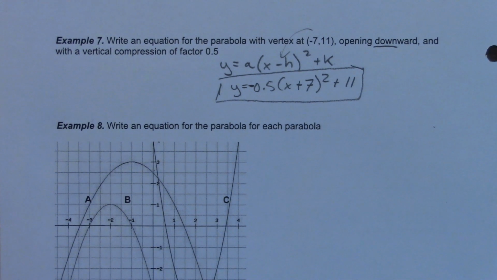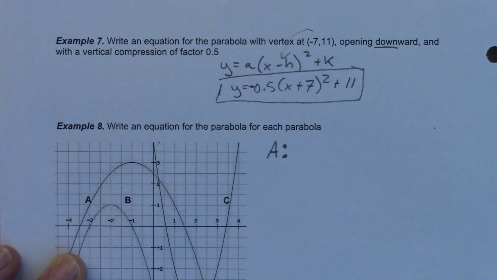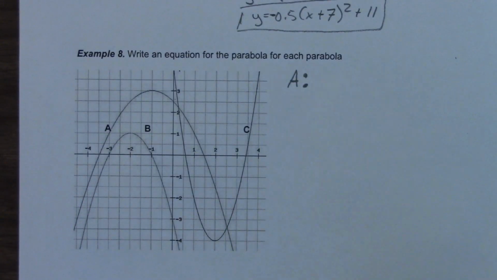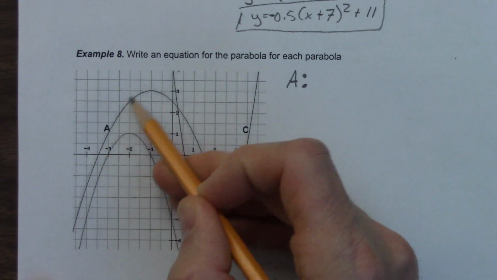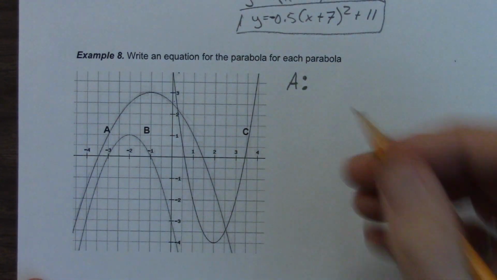Next it says write an equation for the parabola. Write an equation for each of the parabolas. Alright, so let's go A. Let's try A. A is this one. Who wants to try? Chenier, let's go. Let's do it.